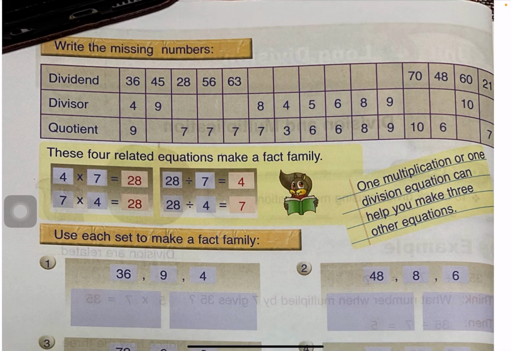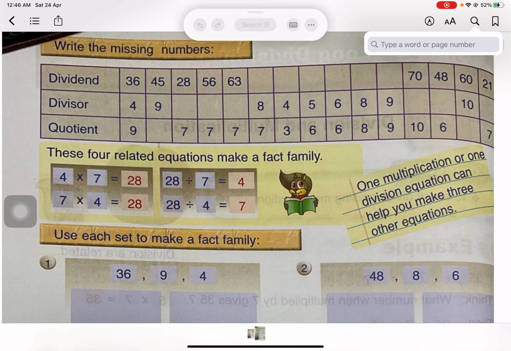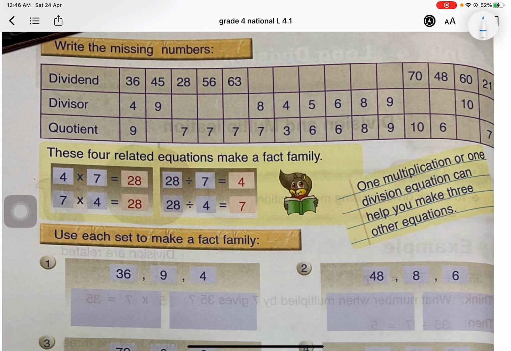45 divide 9, what number you multiply by 9, you get 45? It's 5 here. If you multiply 5 by 9, you will get 45. Now, let's do this. 28 divide something. I don't know what is this number. Equal 7. What number, when you divide 28 by it, you will get 7?